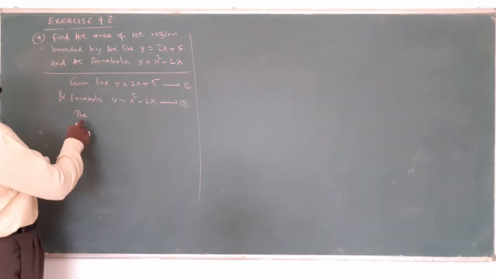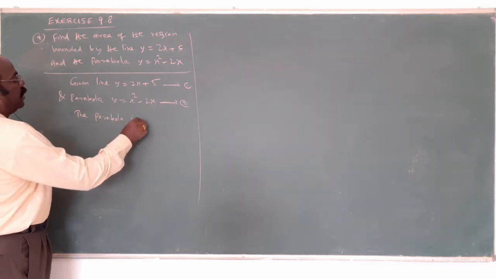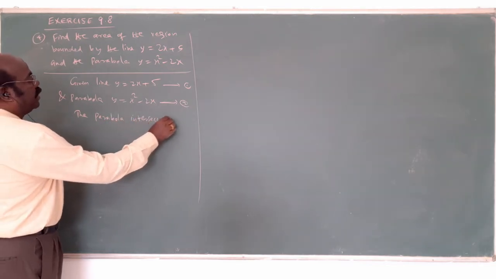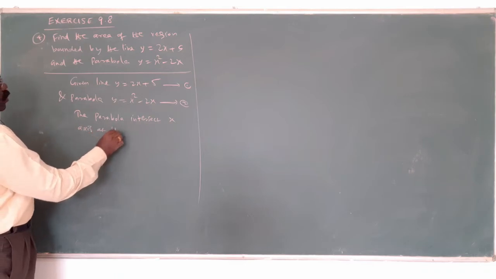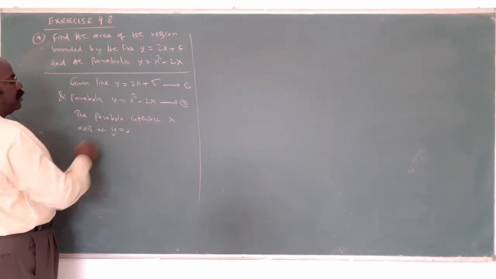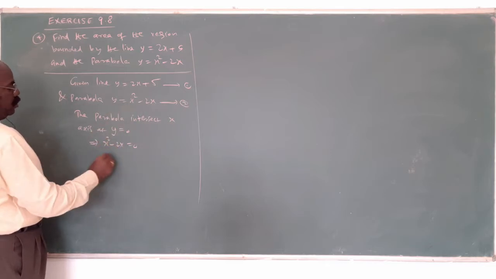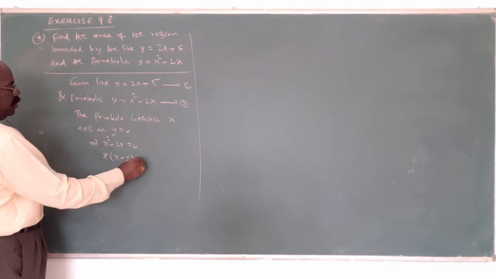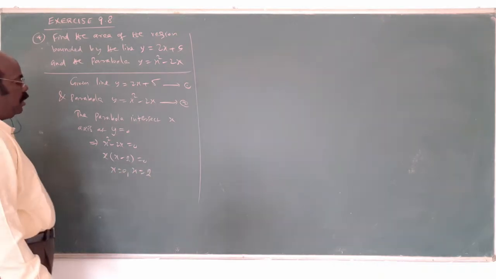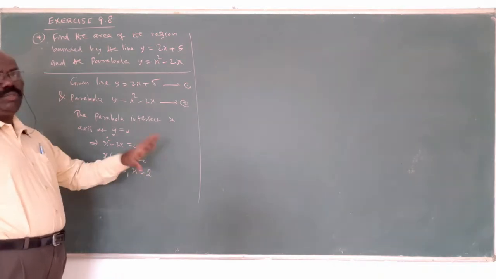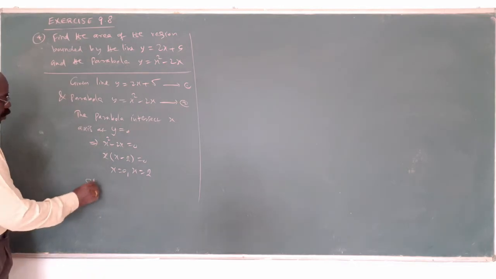Very first step, the parabola intersects the x-axis at y equal to 0. What is y? x square minus 2x equal to 0. x is common. Am I right? x equal to 0, 2. That means the parabola cuts at x equal to 0, 2. First idea over. Now to find the points on the side, solve one.